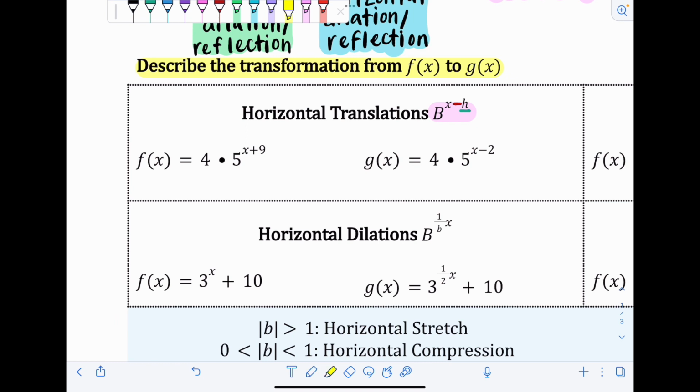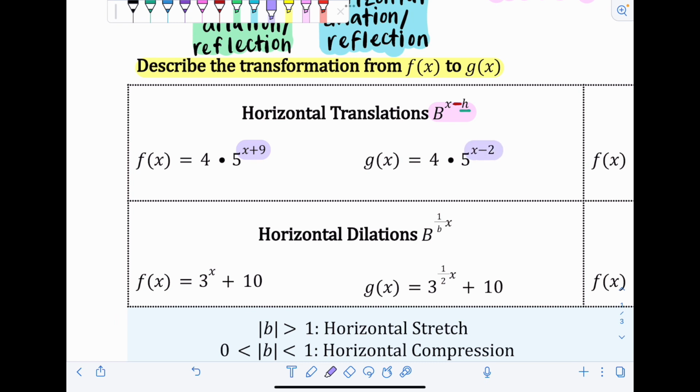So the change is happening in the exponent. It's happening with the number that's being added or subtracted from x. So that is h. That's that number right here. So that's why this indicates a horizontal translation. And then to figure out how far and in what direction, we have to look at how much the value is changing by. So it's going from x plus 9 to x minus 2.